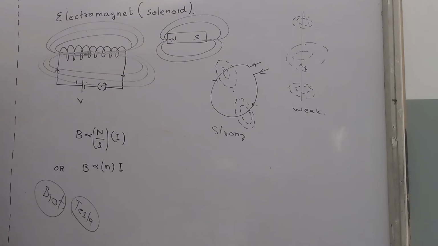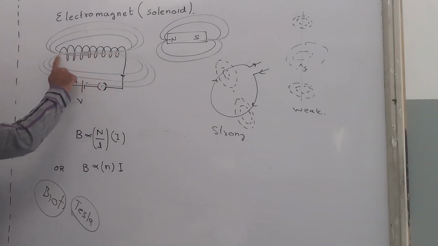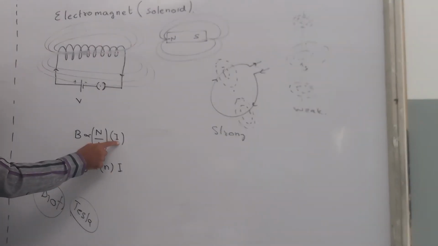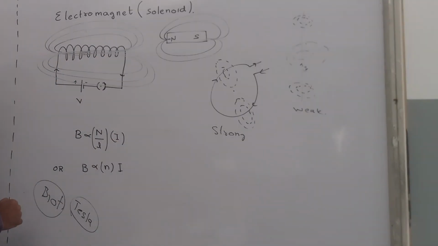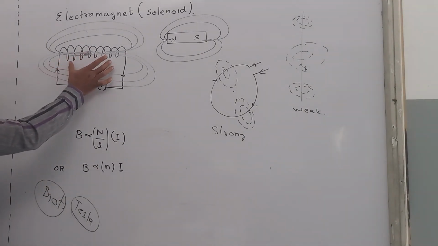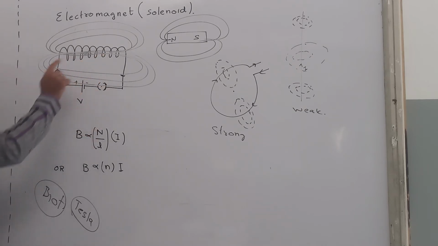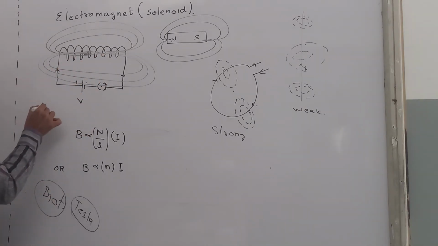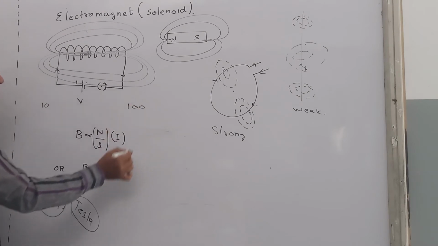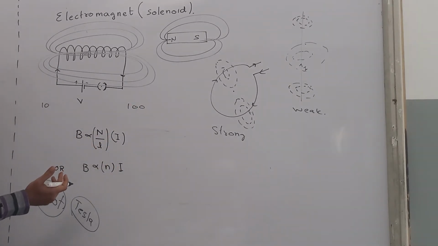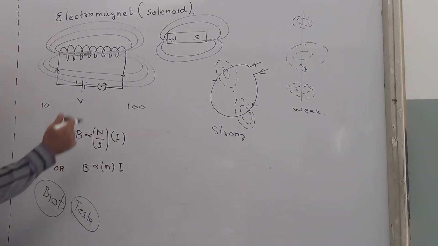Okay, so let us talk about on what factors the strength of this magnetic field depends. The strength depends on capital N, that is the number of turns, and the current passing through these turns. That means if I have 10 turns in one solenoid and 100 turns in another solenoid, which of the magnetic fields will be stronger?